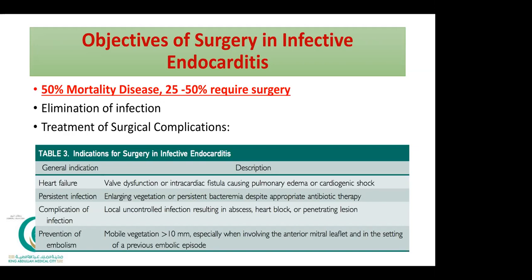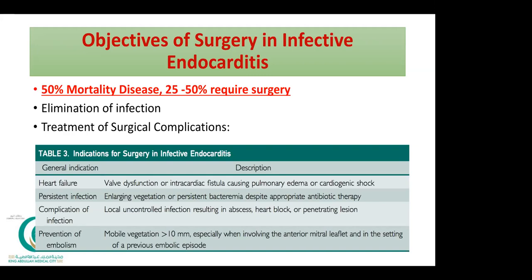Number one is always the class 1 indication, heart failure. If endocarditis leads to valve dysfunction or intracardiac fistula causing pulmonary edema or cardiogenic shock, these patients almost always need to go right away to surgery once you marinate them with antibiotics. They have enough antibiotics in their circulation, then you take them right away. These are the earliest cases that you take for surgery.